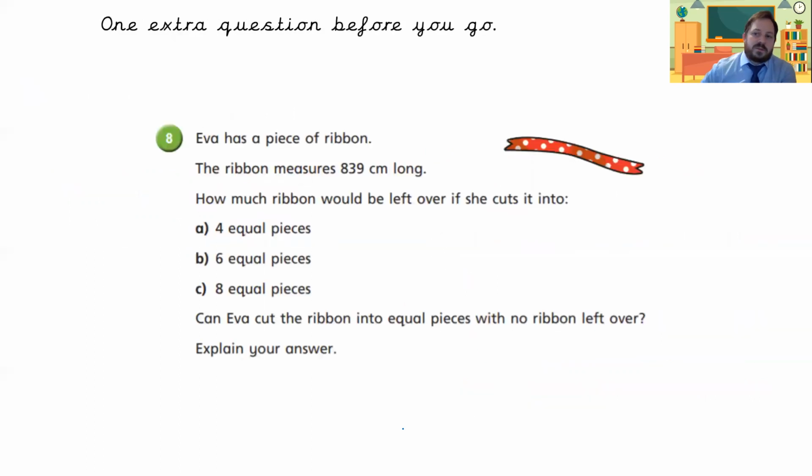And one extra question before you go, a little bit of a problem solving question. So Eva has a piece of ribbon. The ribbon measures 839 centimetres long. How much ribbon would be left over if she cuts it into 4 equal parts, 6 equal parts, or 8 equal parts? Can Eva cut the ribbon into equal parts with no ribbon left over? So what we'd have to do is work it out. Have a go, see what you can do. Think about the parts that you're doing, and have a think about whether or not you can cut it into equal parts. Have a go now.